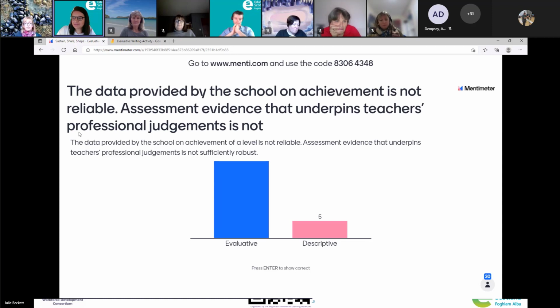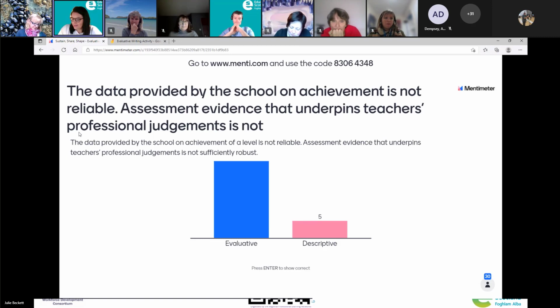And this one is evaluative because a judgment's being made by the person who's writing it. They're using their data to make a judgment on the school and saying that achievement is not reliable and that the professional judgment is not sufficiently robust. So they're using those words that were in the crib sheet earlier, the words used by Rich and my colleagues as well, around making a judgment. So what that data is telling you and what you're concluding from that.